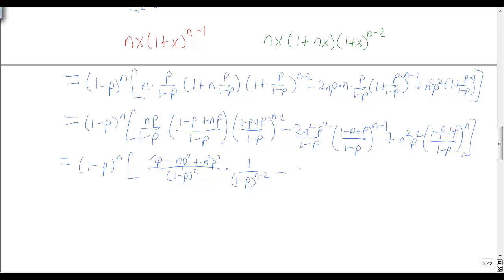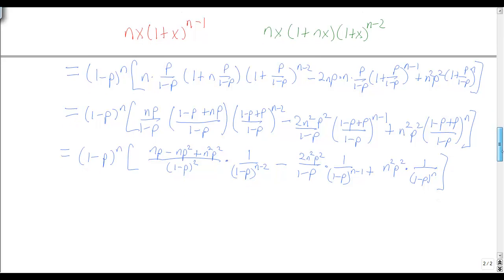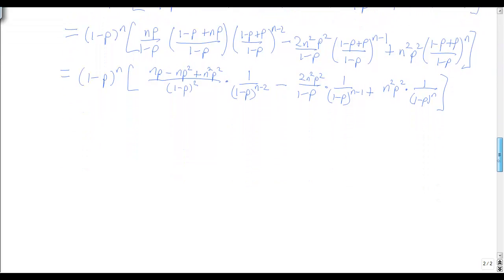Next term here is 2n squared p squared over 1 minus p times 1 minus p plus p is 1. And then I have 1 minus p to the n minus 1 plus n squared p squared times, we get a 1 to the n is just 1 over 1 minus p to the n. Okay, now, maybe it doesn't look so much better yet, but nice things are going to happen.